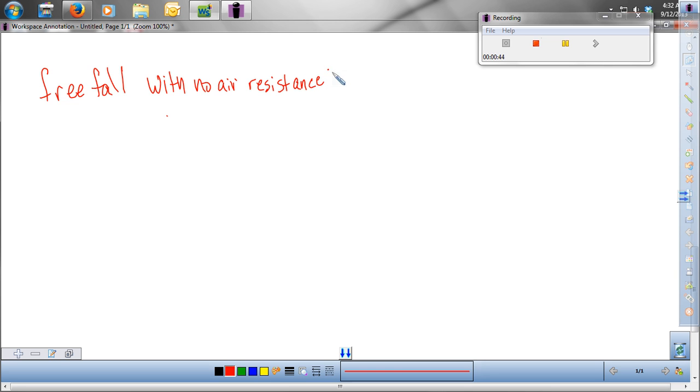a number of things happen. Object gains speed as it falls. And it will lose speed as it rises because gravity is trying to slow it down.